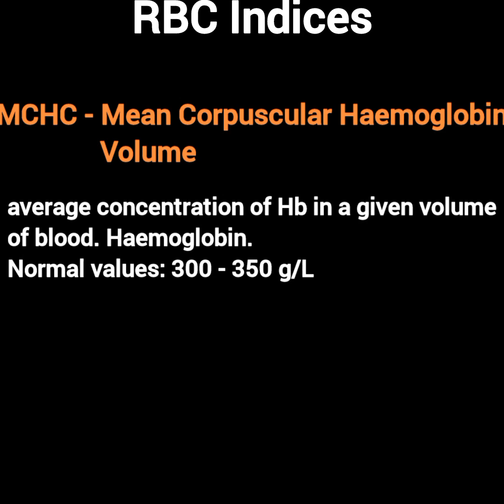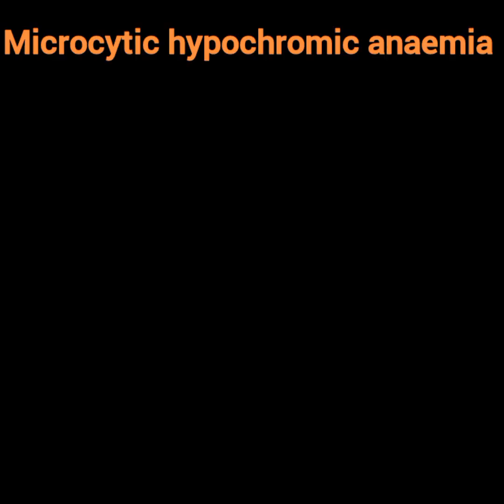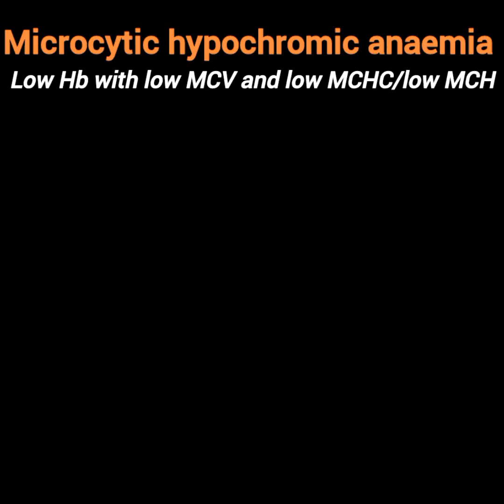For microcytic hypochromic anemia, there is low HB with low MCV and low MCHC or low MCH. The materials used in production of hemoglobin are insufficient or impaired. In other words, there is a problem with the globin, heme, or the hemoglobin synthesis, thereby leading to a microcytic red cell.